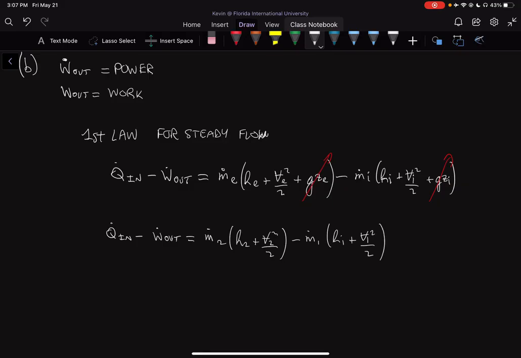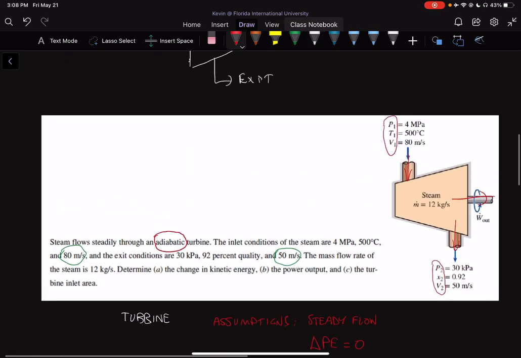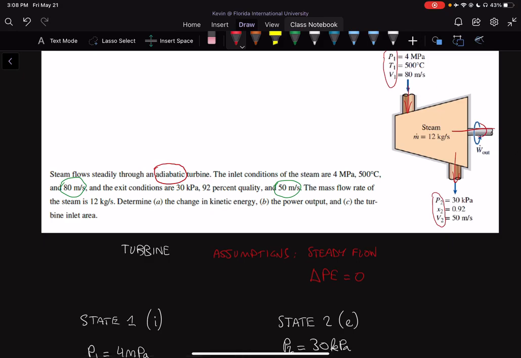Now, some further simplifications we can do. We know that we have steady flow, therefore m dot 1 is equal to m dot 2. The mass coming in is equal to the mass coming out. So the mass terms can just be called m dot. Okay, that was given in the question already, but we can assume that. The other information given from the question is that the steam flows steadily through an adiabatic turbine. Adiabatic means that Q dot is equal to 0. It means there is no heat transfer.